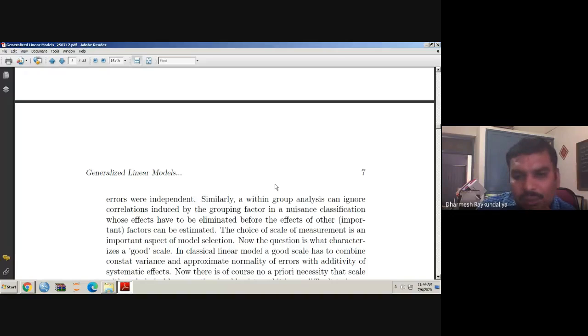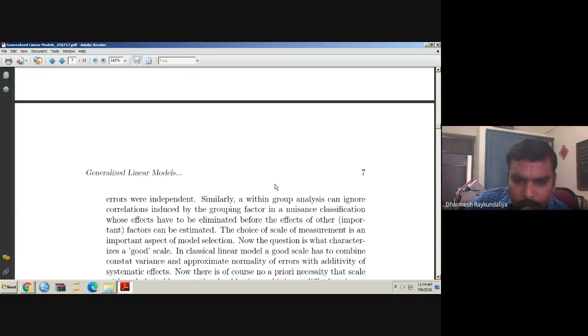Similarly, within-group analysis can ignore the correlation induced by the grouping factor in a nuisance classification, whose effects have to be eliminated before the effects of other factors can be estimated. So here you can talk about the split plot experiment. There are two types of errors. So if you wish to apply this, first you have to remove the impact of the nuisance factor. Here the nuisance factor is the main plot. Within the main plot you again have within plot. So you have to control the impact of that nuisance factor.